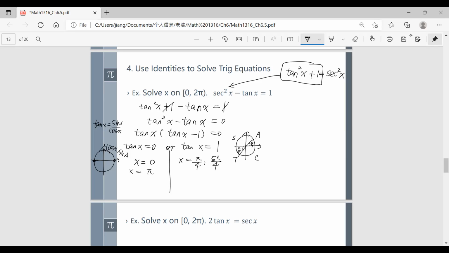So can we choose all of them? Yes, for sure, because we didn't do the multiplication or a division. So all the solutions should be here. I can list them here. 0, and then the next term is pi over 4, because pi over 4 is smaller than pi. And then pi.